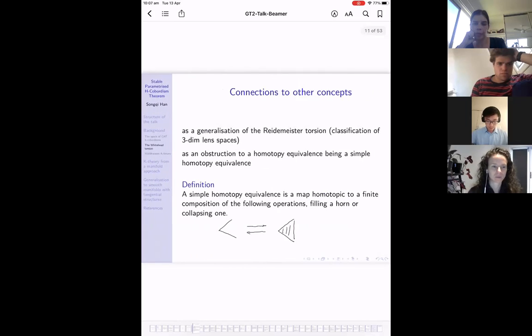And recall that a simple homotopy equivalence is just a map homotopic to a finite composition of the following operations. The first one is filling a horn, and the second one is collapsing one. Just as shown in the following picture, the arrow from the left to the right is filling a horn, and in the other direction is collapsing one.